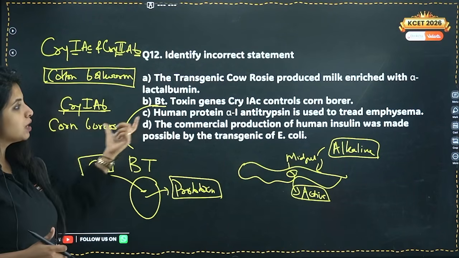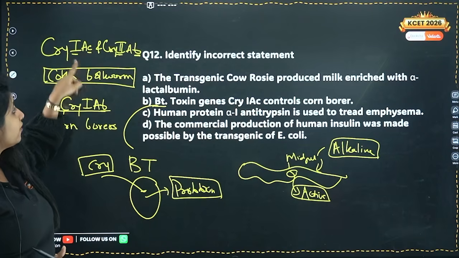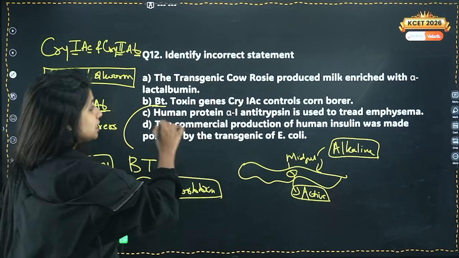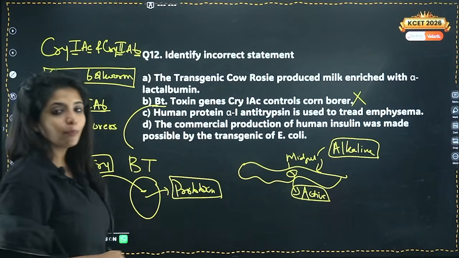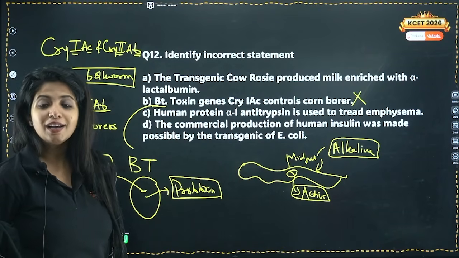That is for corn borers. Now over here, Cry1Ac is being written. Cry1Ac is actually for cotton bollworms. So can I say this particular statement is wrong? Obviously, ma'am, you can say that. So yes, this particular statement is wrong.